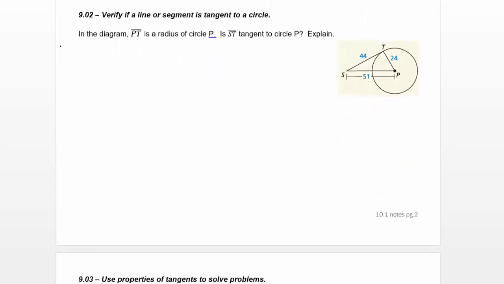Lastly, for this video, given a diagram, you should be able to decide if a segment is or is not tangent to a circle. In this picture, segment PT is a radius, and we want to decide, is segment or line ST tangent to the circle? We saw from before that if a line is tangent to a circle, then at the point of tangency, it is perpendicular to the radius. So what this problem really boils down to is deciding, is this angle STP a right angle?